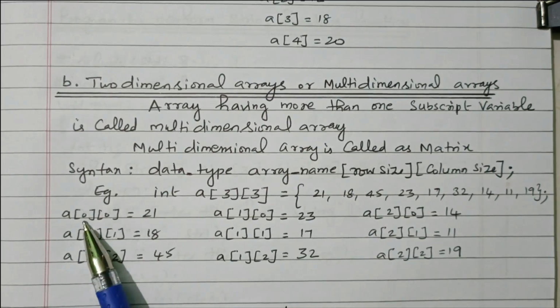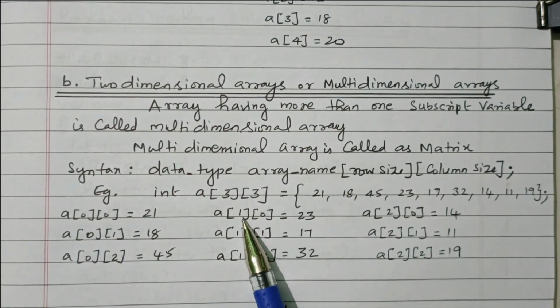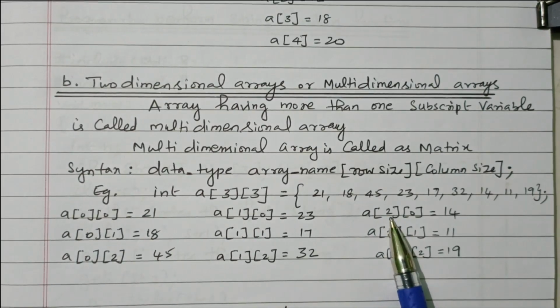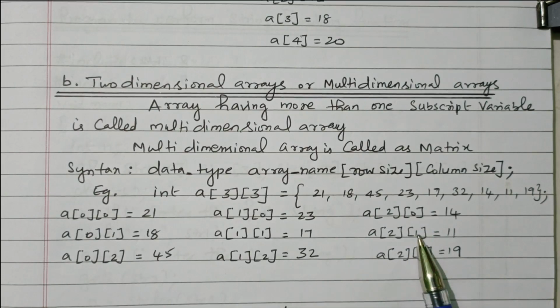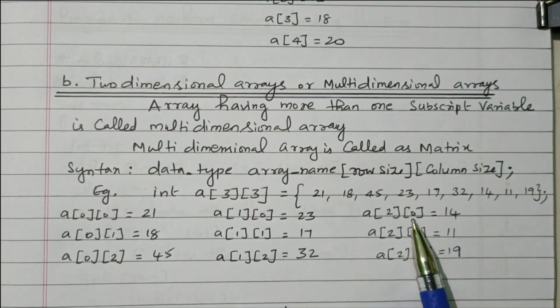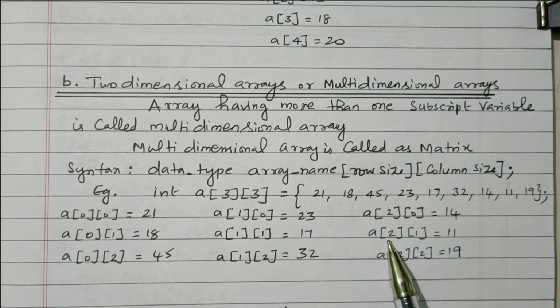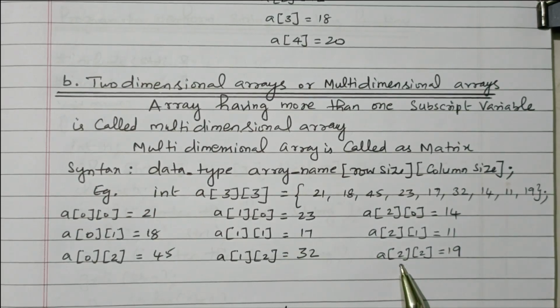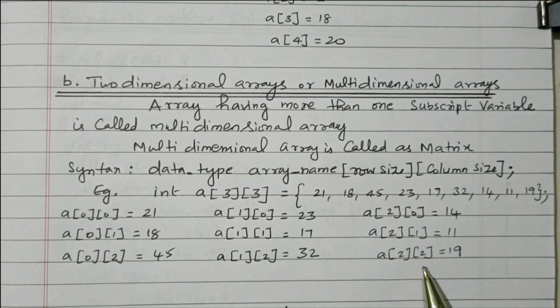Now we go to the third row, A of 2. See, A of 0 means first row, A of 1 means second row, A of 2 means third row. In that, first column, second column, third column. A[2][0], 14. Third row, first column, we are storing 14. A[2][1], third row, second column, we are storing 11. A[2][2], third row, third column, 19 is stored, right?